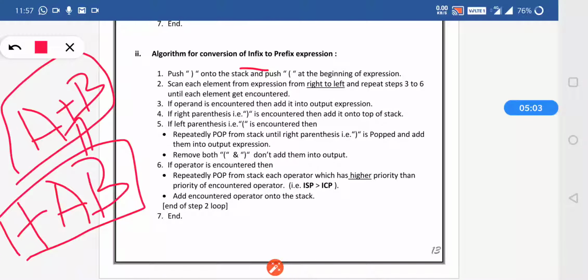Whenever the operator is present before the operands, that is called prefix, and this was the technique or algorithm by using which we can convert the expression from infix to prefix.